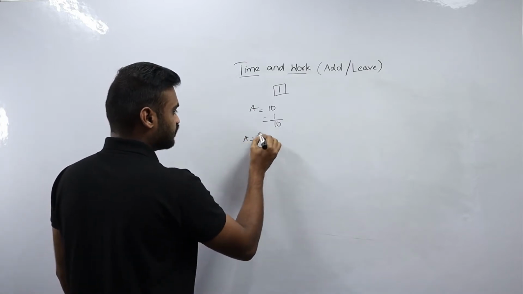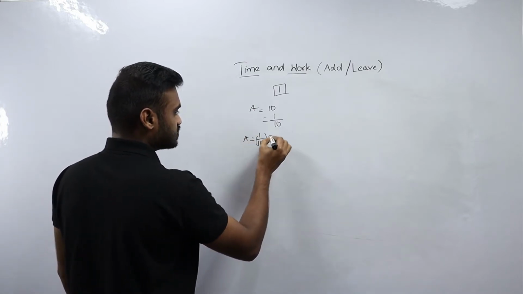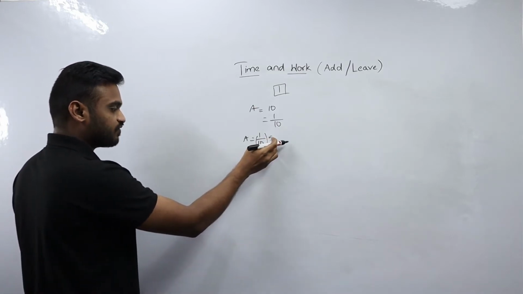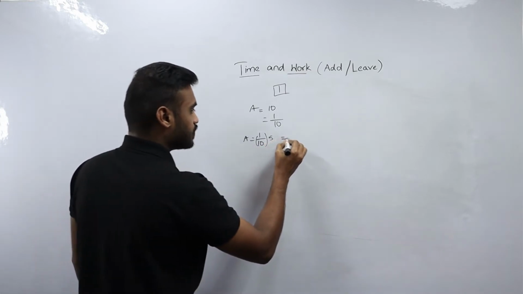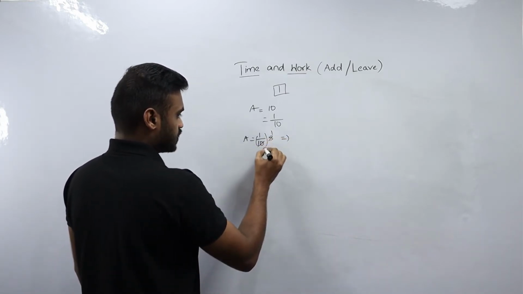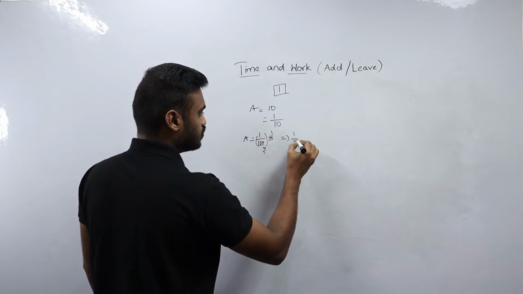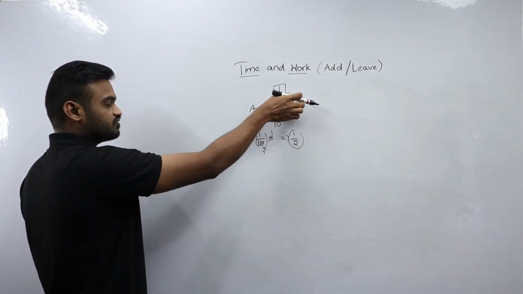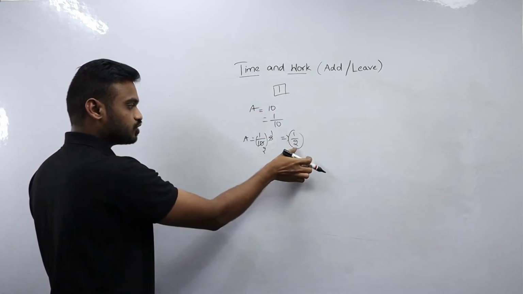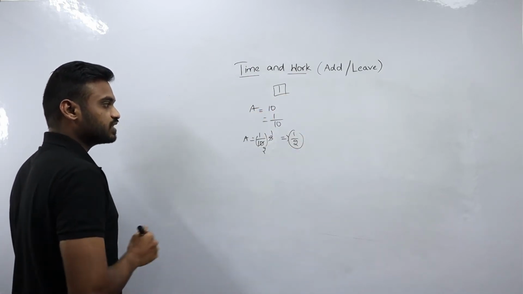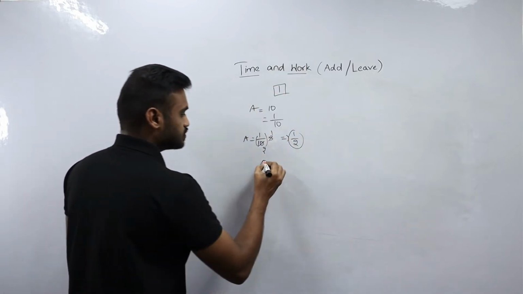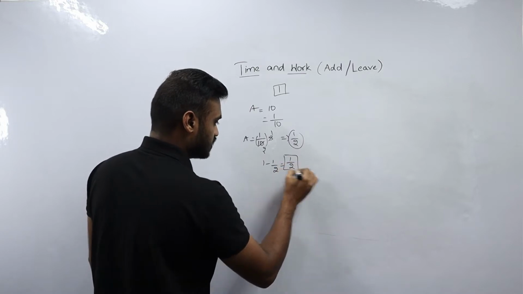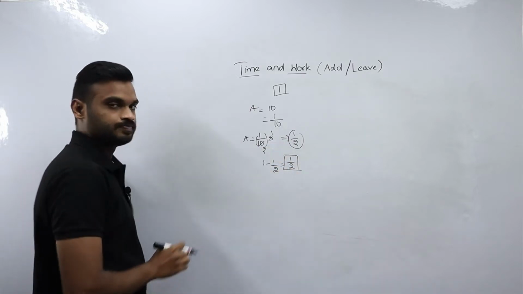Suppose A is working for 5 days. Per day A is doing 1 by 10th of the work. Now after working for 5 days, A will complete 5 times 1 by 10, that is 1 by 2 of the work. Out of this one part, A has completed 1 by 2 of the work. Now what is the amount of work that is left over? 1 minus 1 by 2, equal to 1 by 2 part of the work is left over after working for 5 days.